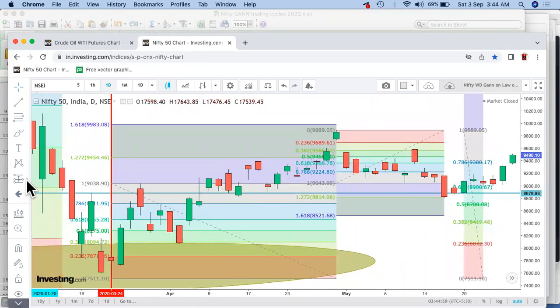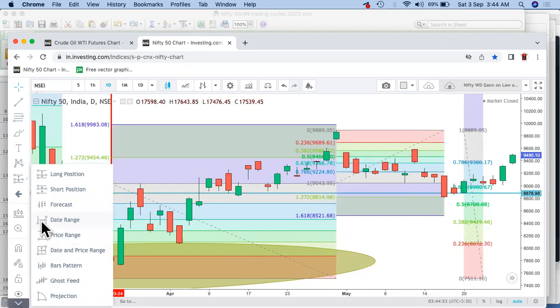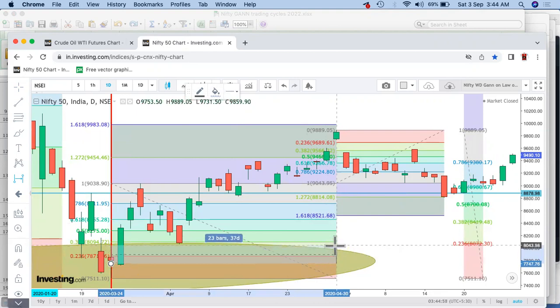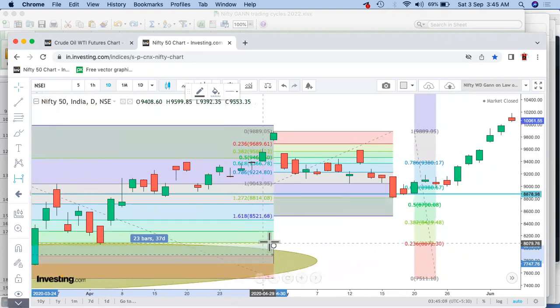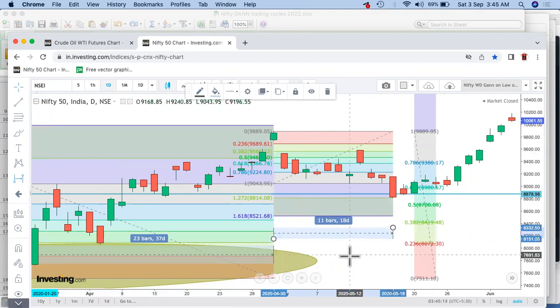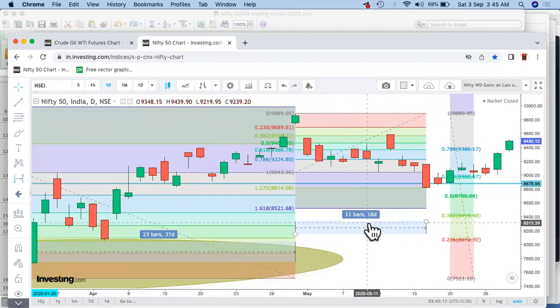For finding the time relationship, we'll go to the date range. We'll start from the low, right? From the low till this part, maybe till this high, which is there. We're getting 23 bars, 37 days, right? So let's try to find out if we have some kind of relationship. And if we go till this bar, what we get is 11 bars, 18 days. So 11 bars is almost half of 23 bars, and 18 days is again half of 36 days, right?